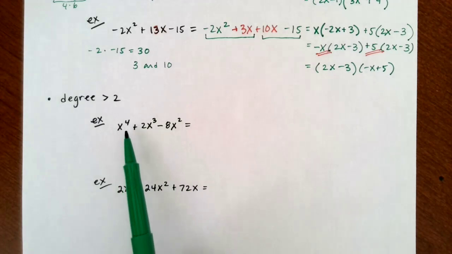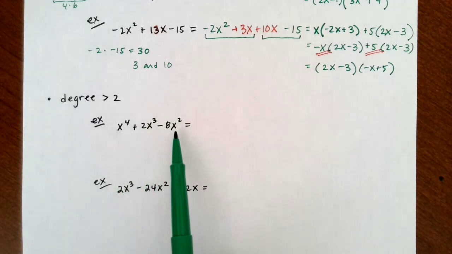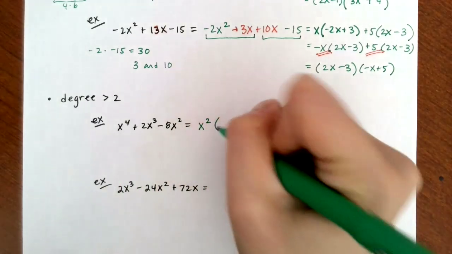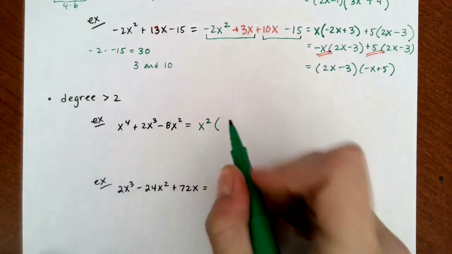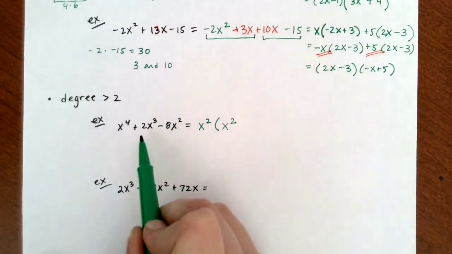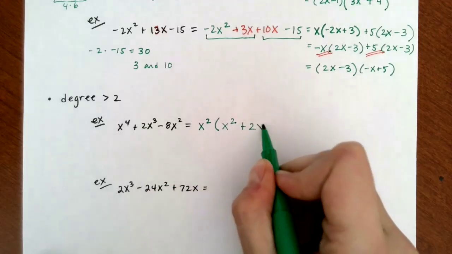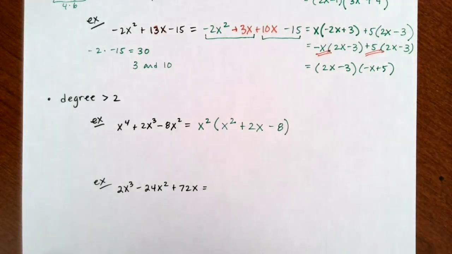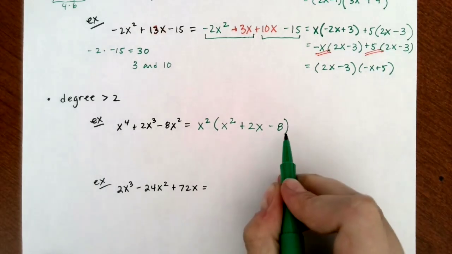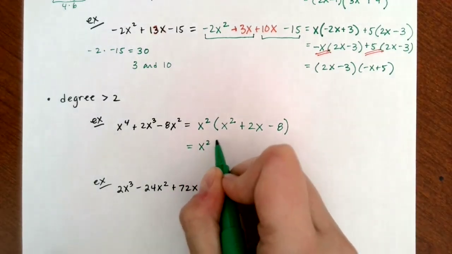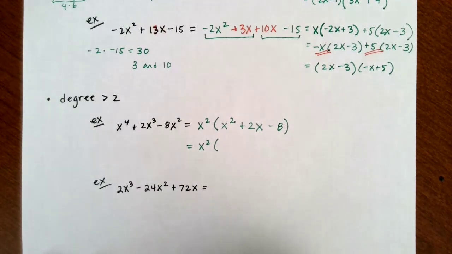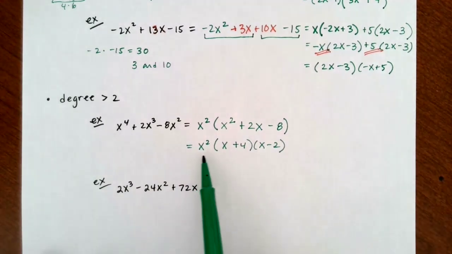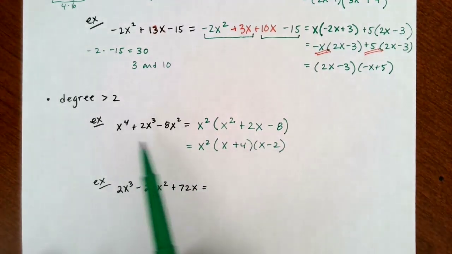So in this first one, each term here has at least two x's in it, right? So I can factor out an x squared and knock down the power. So x to the fourth with x squared divided out is x squared. 2x cubed with x squared divided out is just 2x. And then finally, this last piece loses the whole x squared and we get minus 8. Now I can just use regular factoring to factor what's in the parentheses. So the x squared carries down. x squared plus 2x minus 8 is x plus 4, x minus 2. So now this is the fully factored form of this degree 4 polynomial.